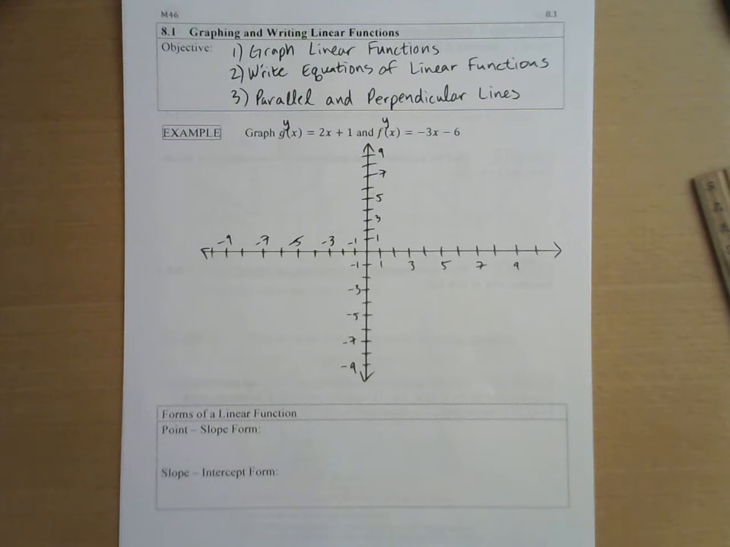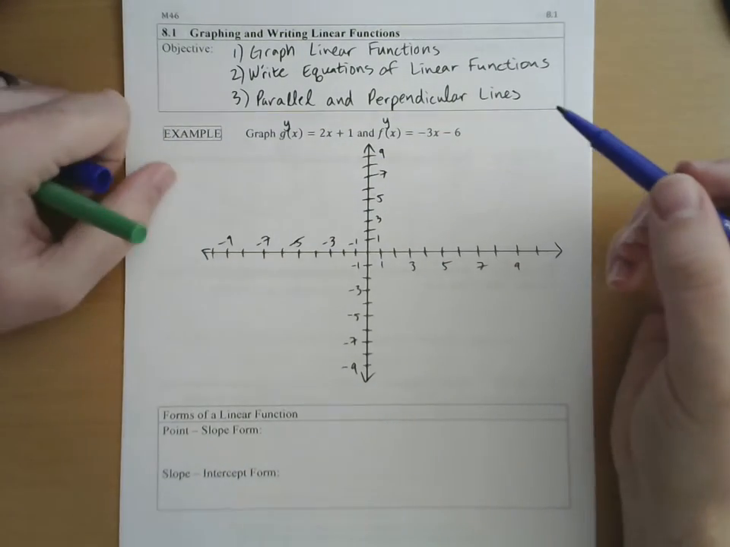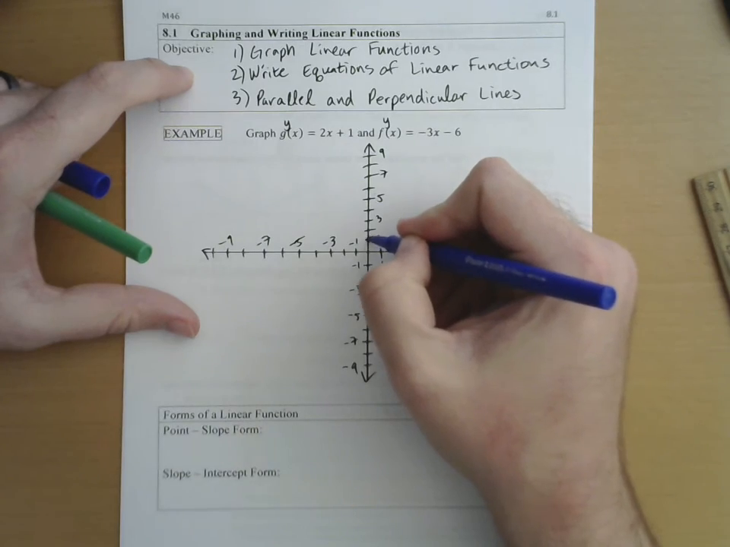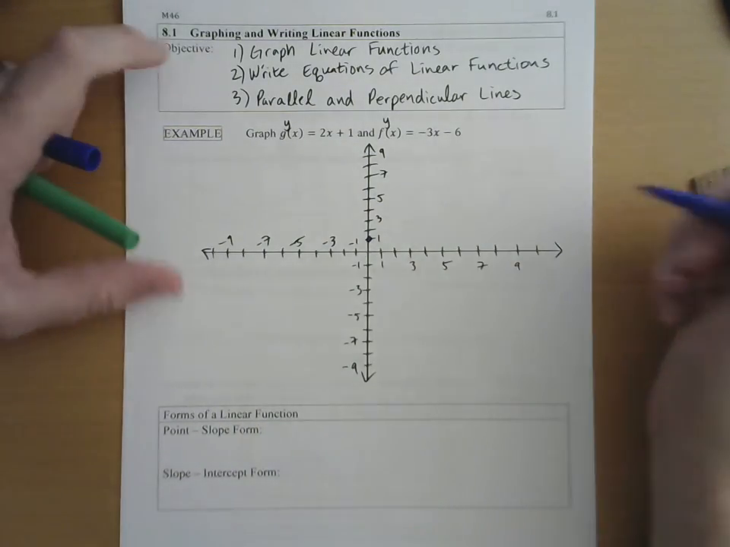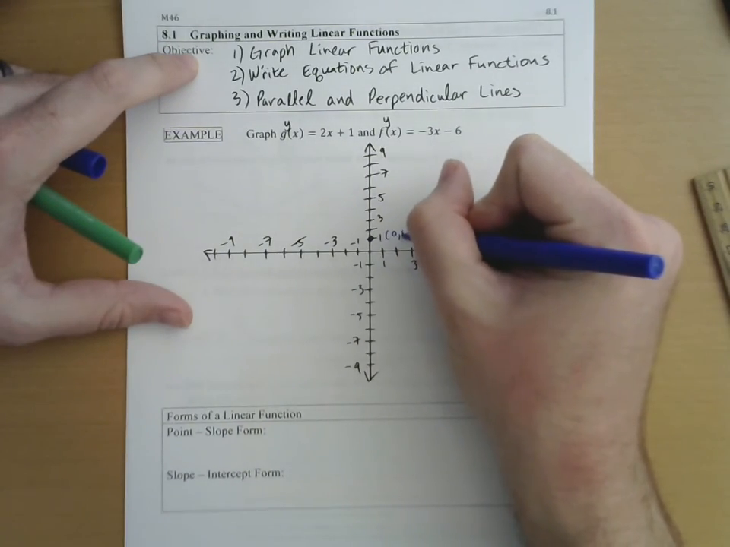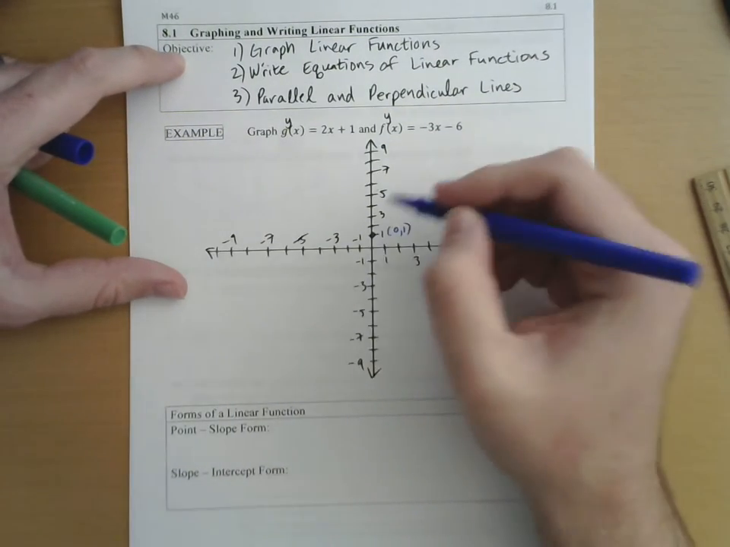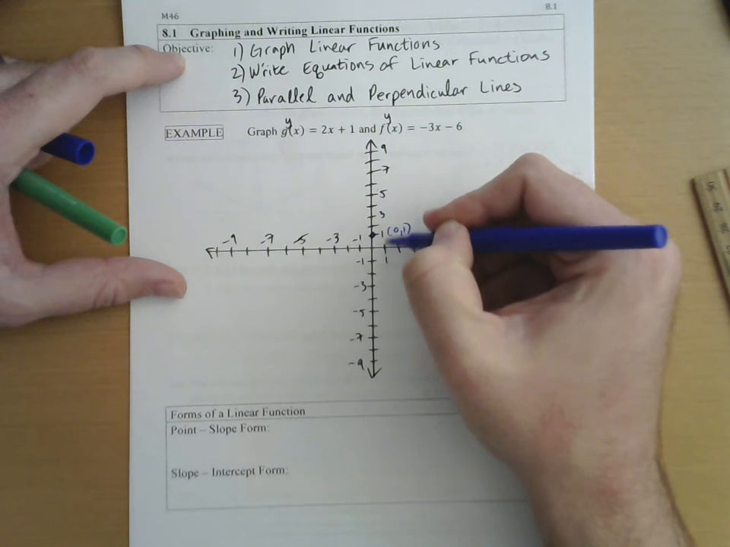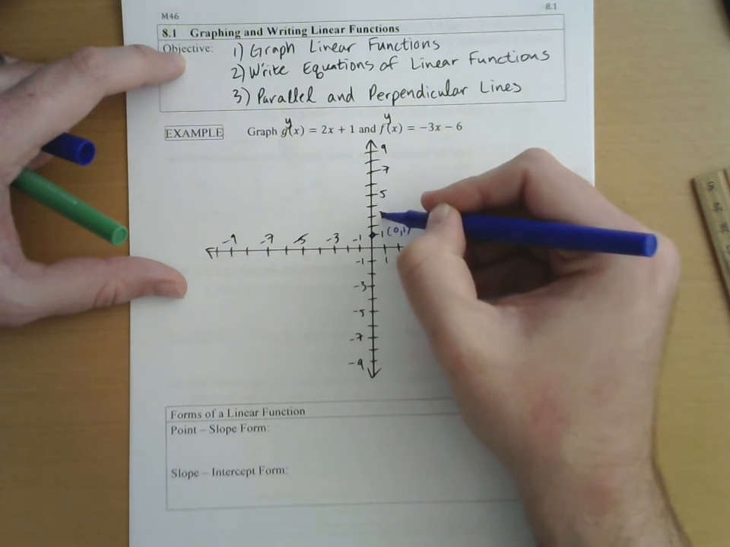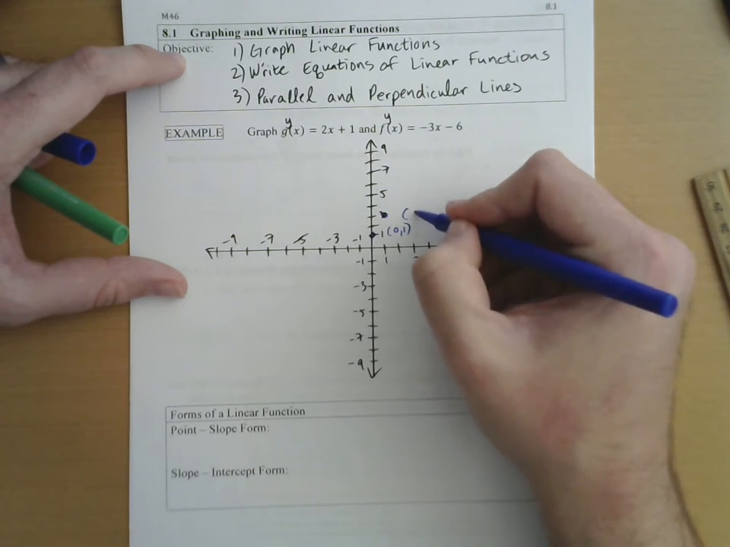Now, because these are just linear equations, all the little shortcuts, all the little tricks we learned back in chapter 2 and 3, we can use those. So when I look at 2x plus 1, I know that it goes through 0, 1, because that would be its y-intercept. And I know that it has a slope of 2, so it's going to go up 2 and over 1. So I have a point right here, which is 1, 3.